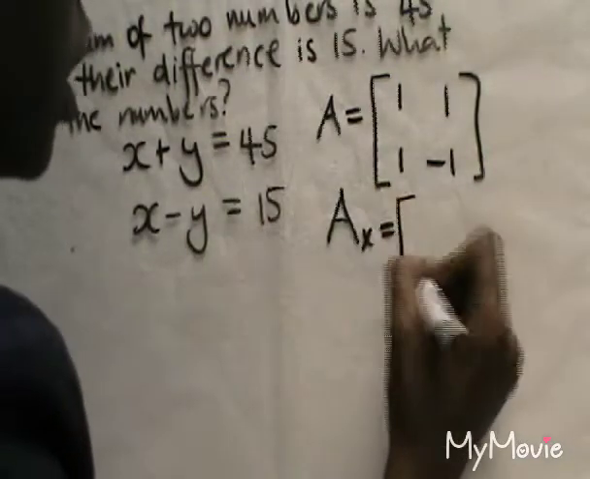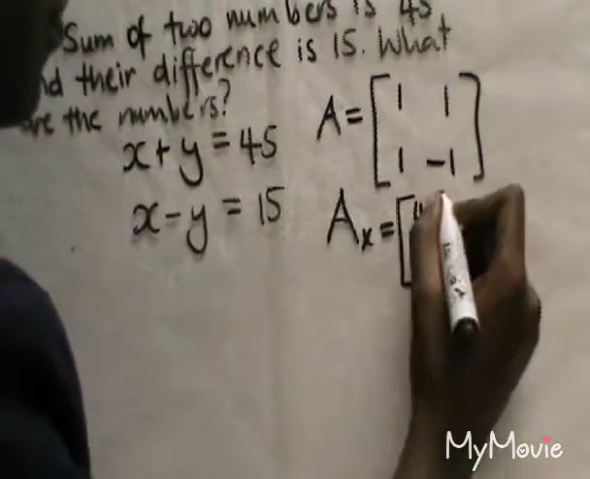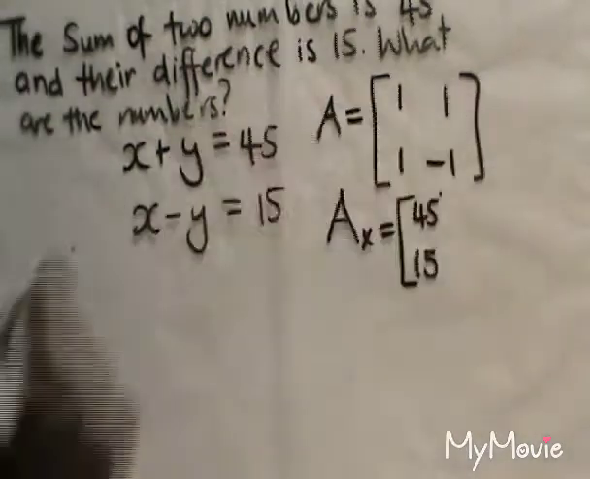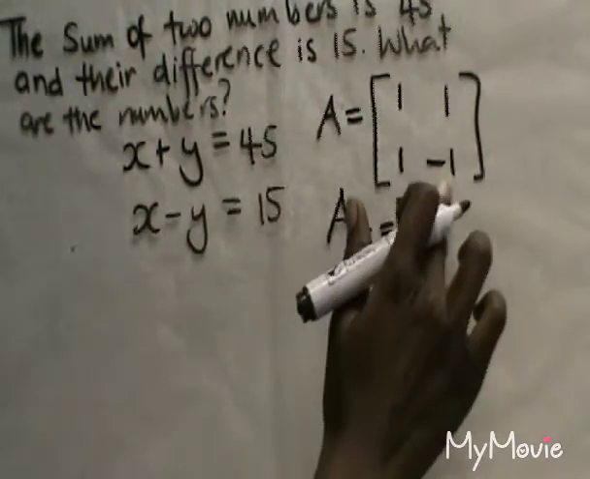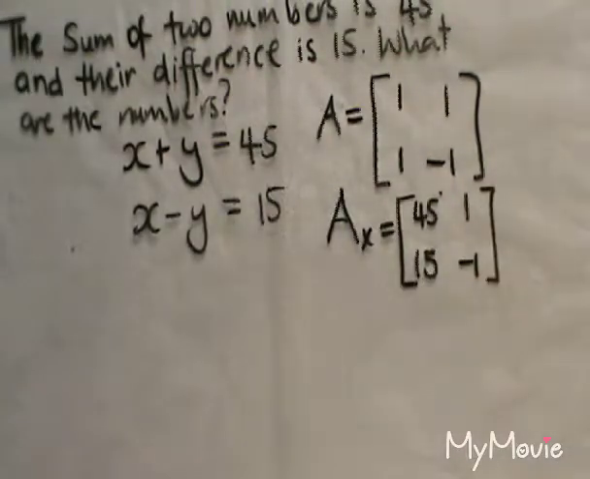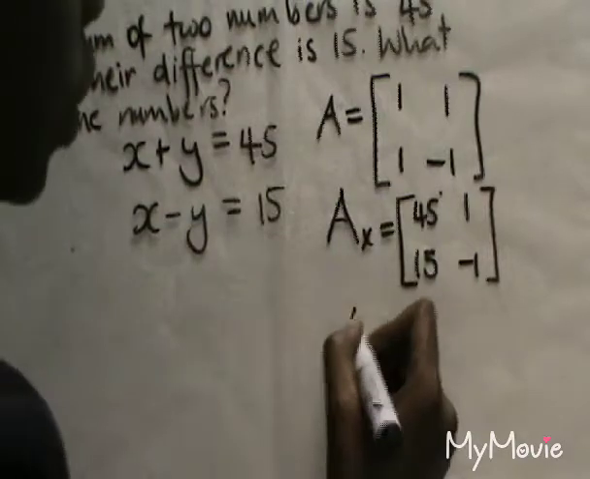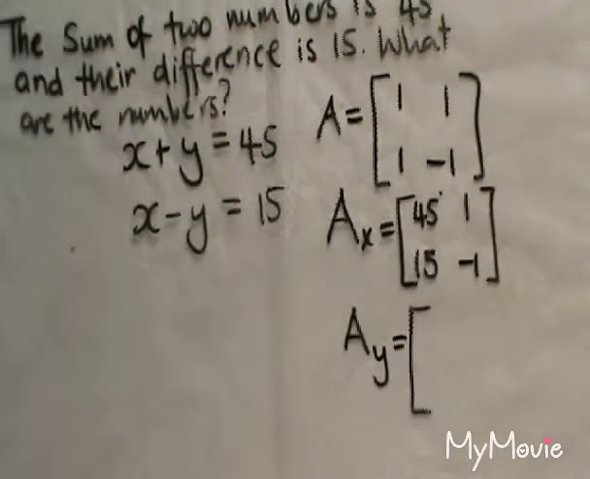So I have a matrix that looks like this, 45 and 15, and then this column that represents the y coefficients stays exactly as it is. So I have 1 and minus 1. Then there is the matrix where I replace the column of the y coefficients. So we call it AY just for convenience. The name doesn't actually matter.